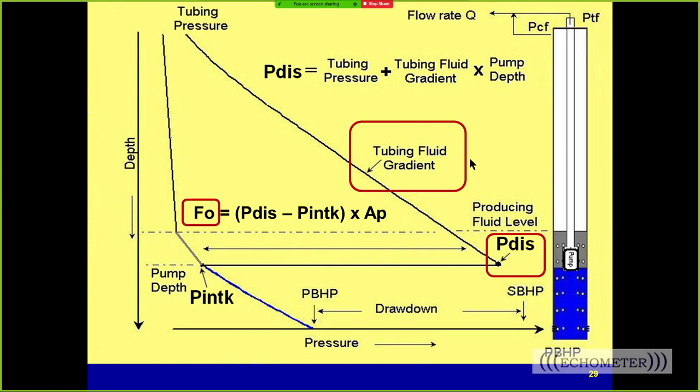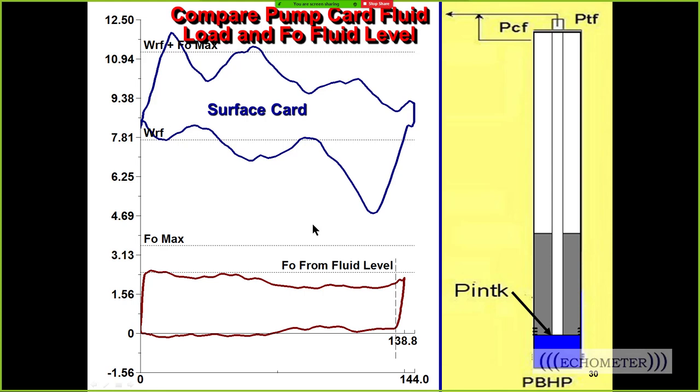This is a slide that shows down the tubing. Here's our tubing pressure. Here's our tubing fluid gradient. True vertical depth times the tubing fluid gradient plus the tubing pressure equals discharge pressure. And that's the pressure on top of the plunger, and this is the pressure on the bottom of the plunger. And that's pressure on top minus pressure on bottom times the area of the pump is the height of the pump card.